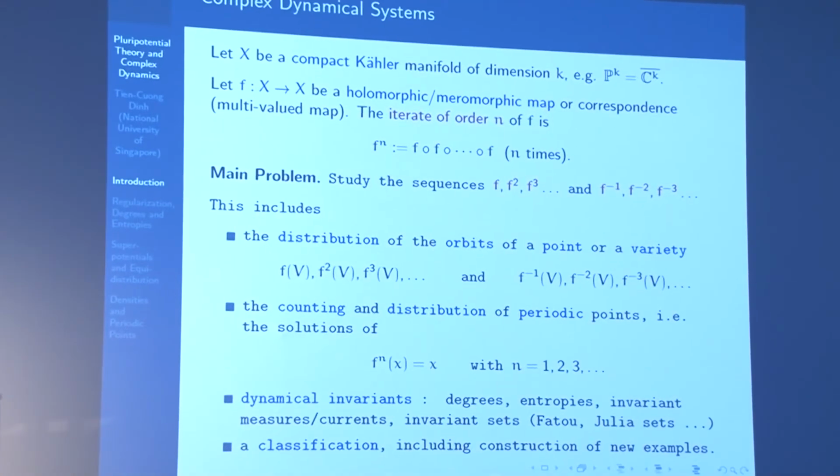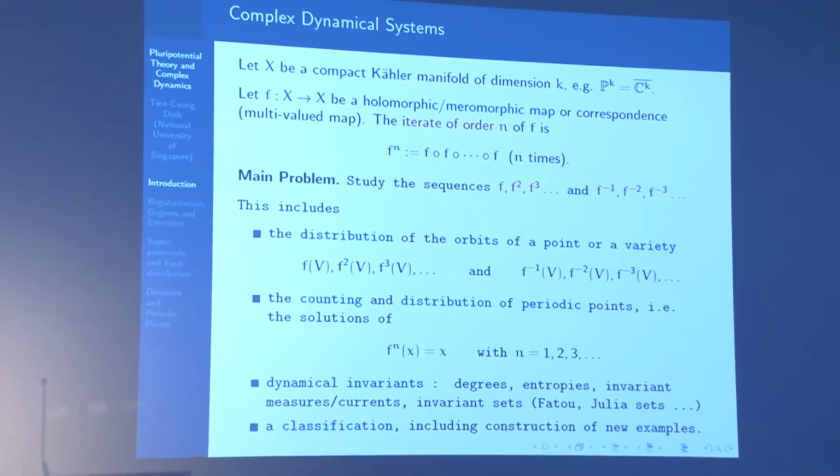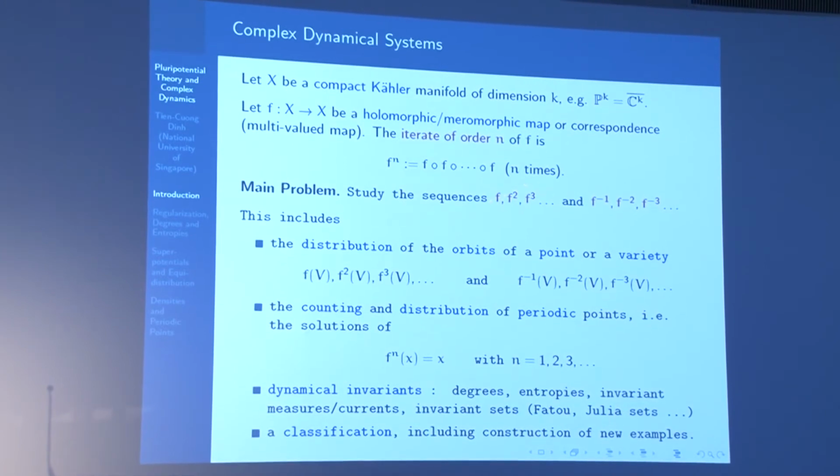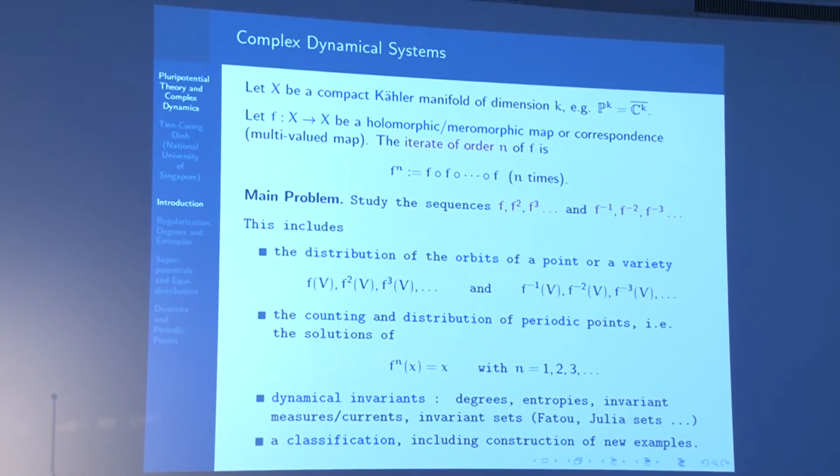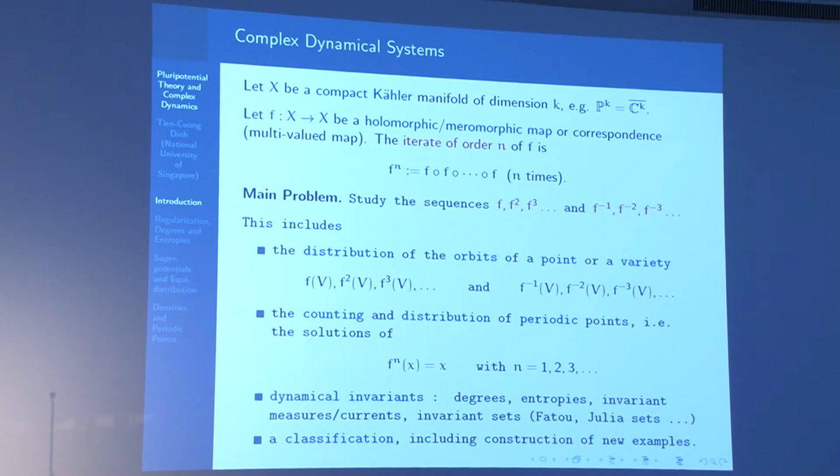And the main problem in dynamics is to study the sequence f, f², the sequence of iterates when n goes to infinity, and also the sequence of the inverses of these fⁿ. So this problem includes the study of the distribution of the orbits of points or varieties. If you take a point or variety V and consider the orbit or the backward orbit, we want to study the distribution of this sequence in the space.